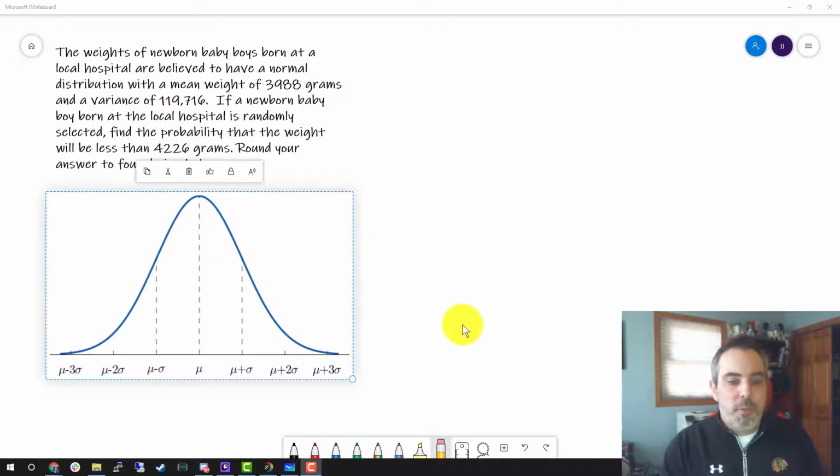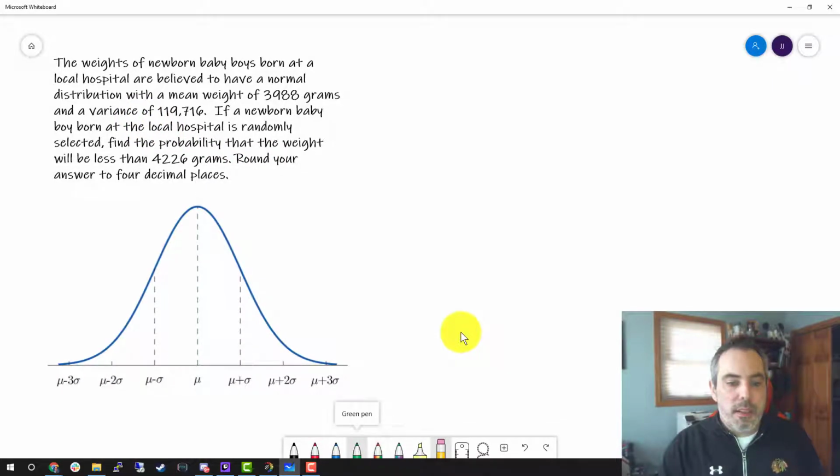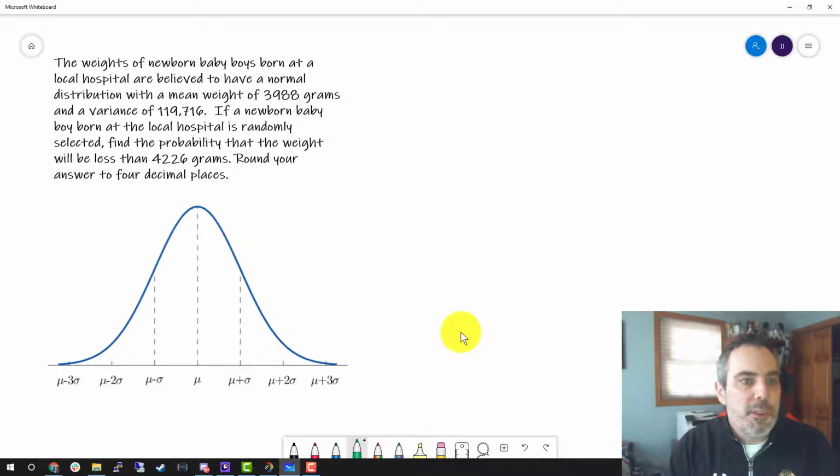So here we have a problem that says the weights of newborn baby boys born at a local hospital are believed to have a normal distribution with a mean weight of 3,988 grams and a variance of 119,716. Now remember that variance is the square of standard deviation.